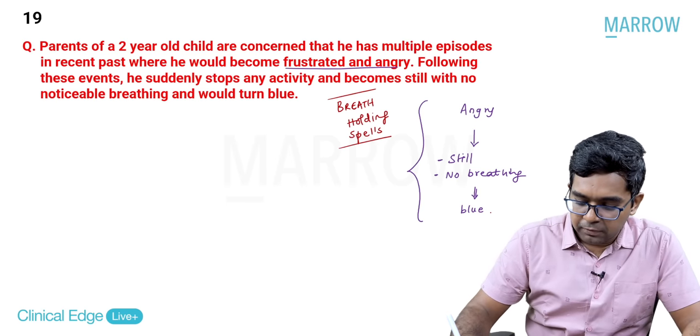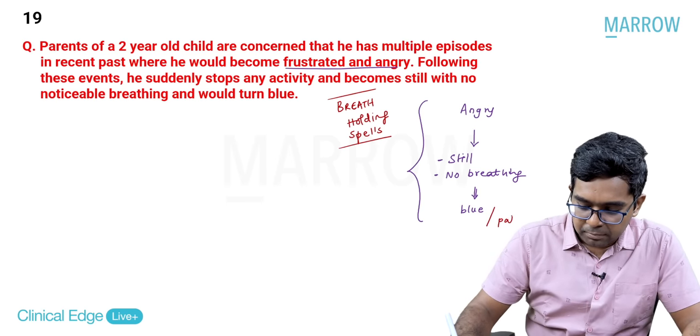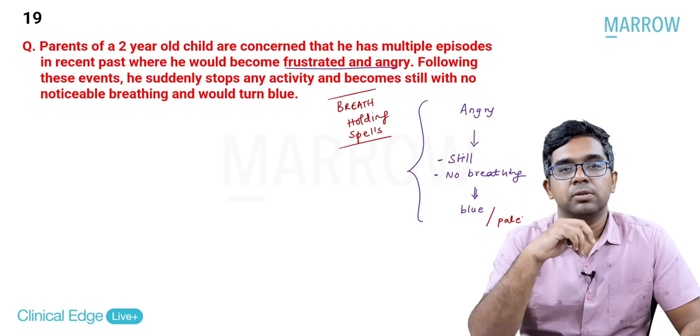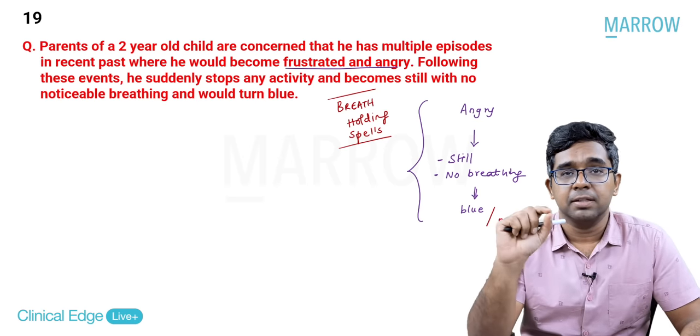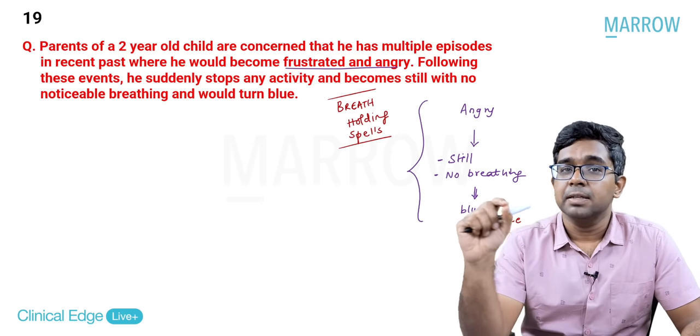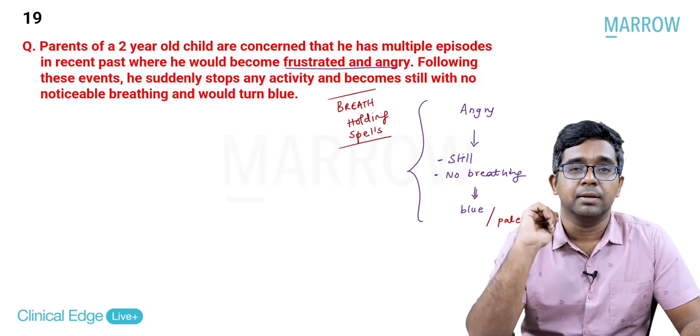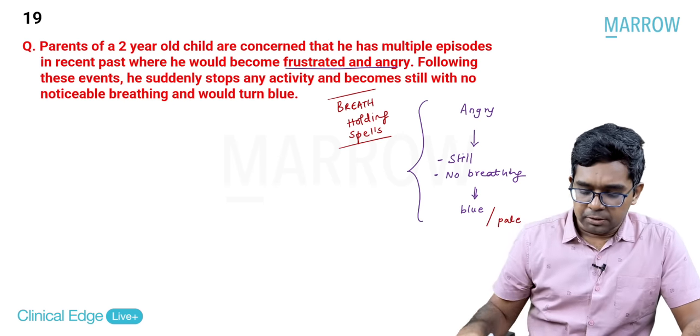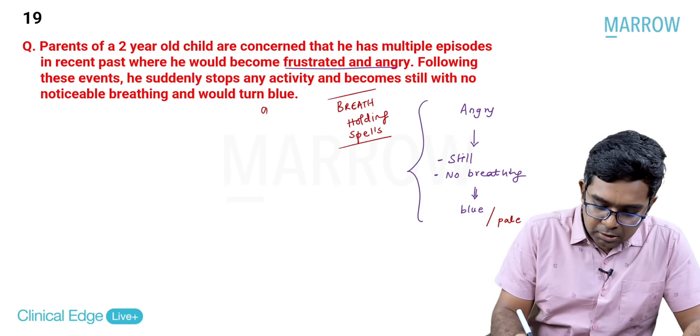Some children, instead of turning blue, they become pale. So we have two types of breath holding spell. One is a cyanotic breath holding spell where the child turns blue. Another one is pallid breath holding spell where the child becomes pale in color or completely white in color. This is a condition which actually has its onset after 6 months.